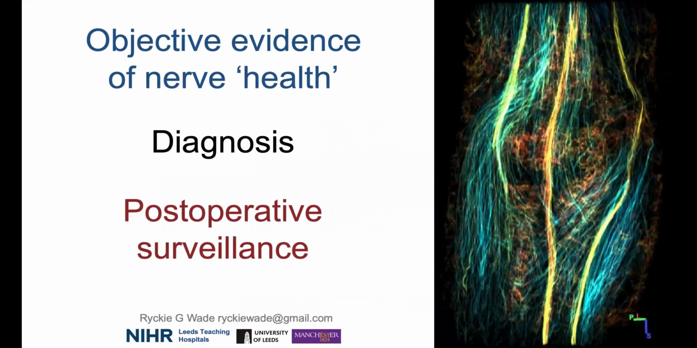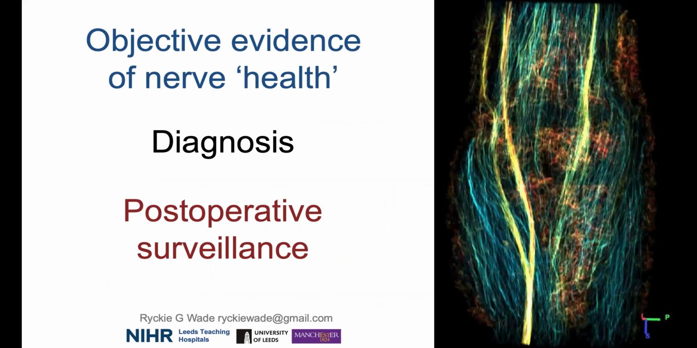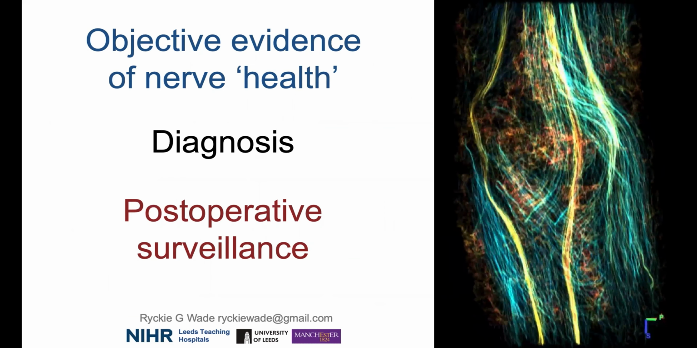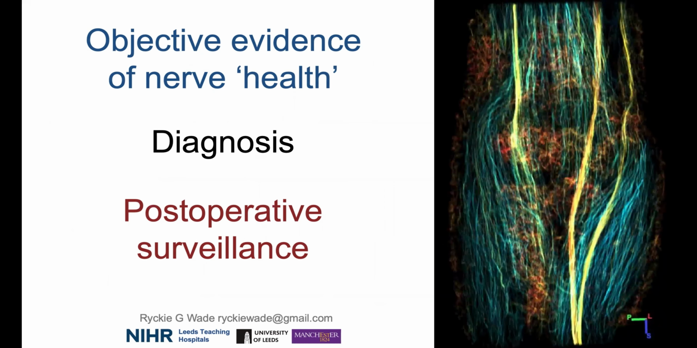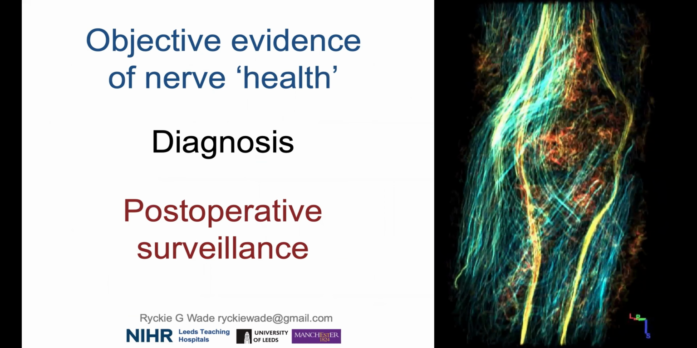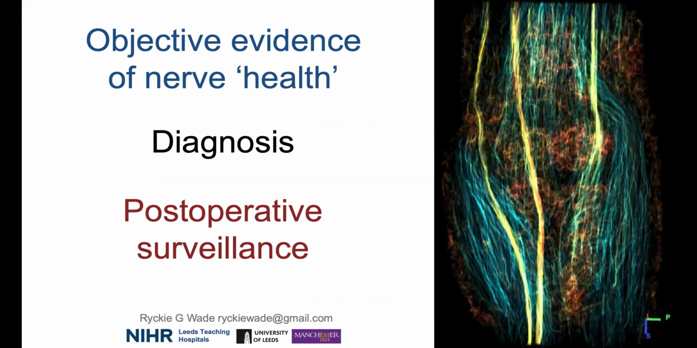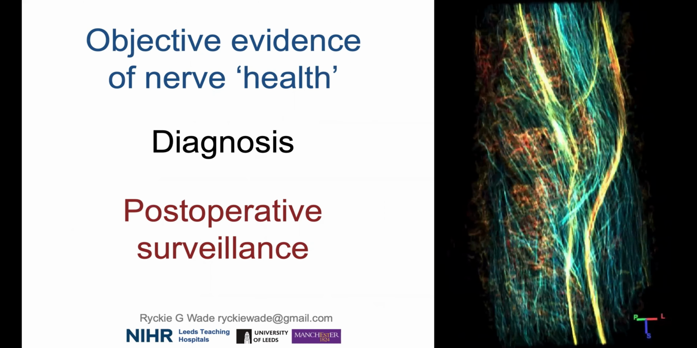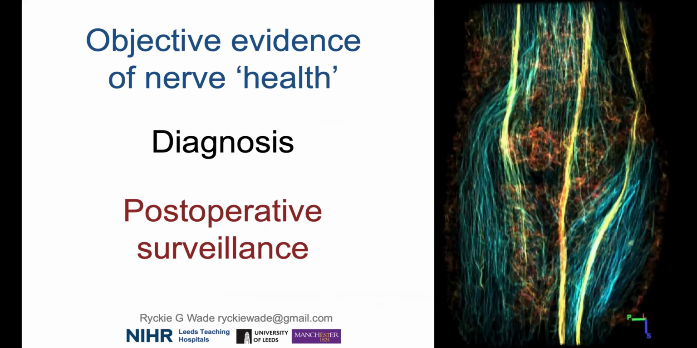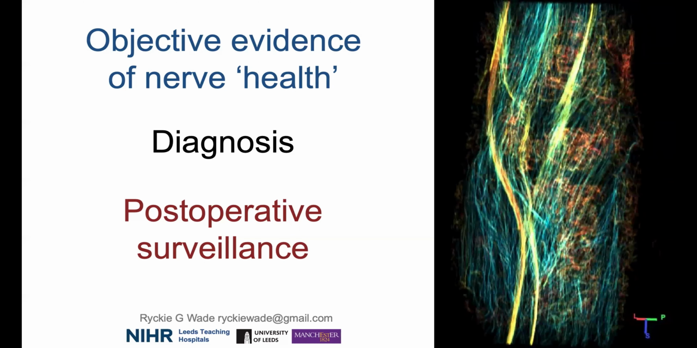This is potentially really important for us as surgeons, because DTI appears to give objective evidence of the health of peripheral nerves, which is currently not provided by any other test, such as neurophysiology or ultrasound. Therefore, we believe we can use DTI to help us diagnose problems like cubital tunnel syndrome, or at least help in cases where the diagnosis is unclear. Furthermore, and uniquely, DTI could be used for the postoperative surveillance of peripheral nerves.